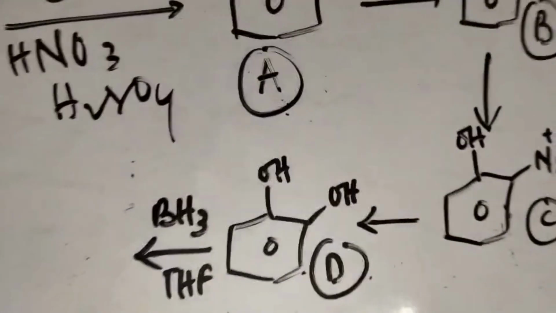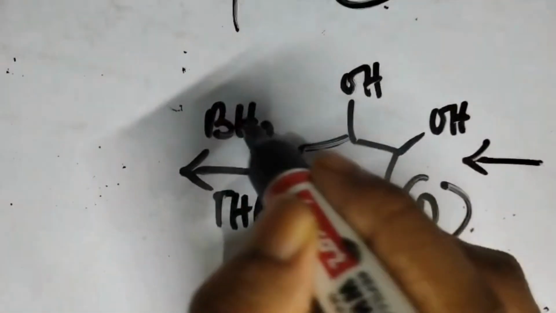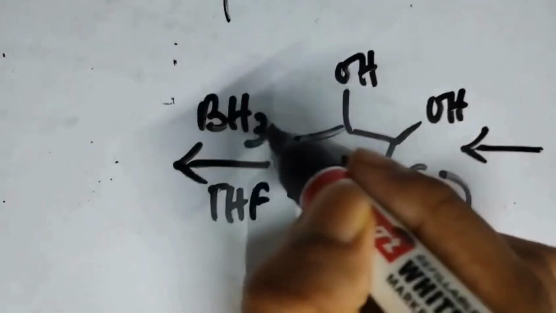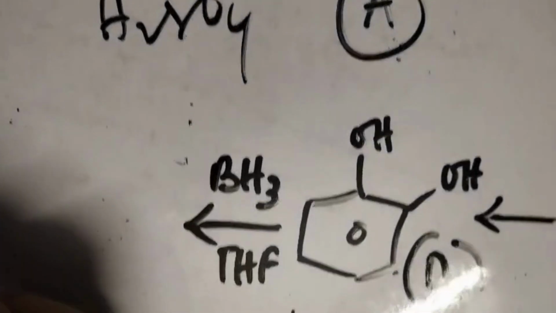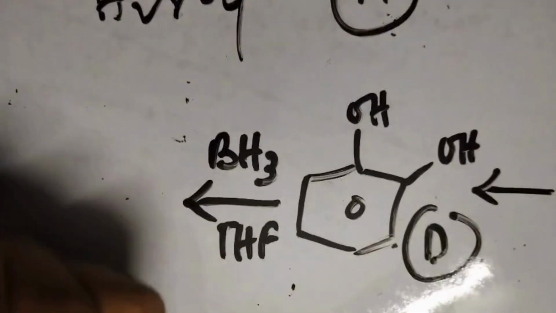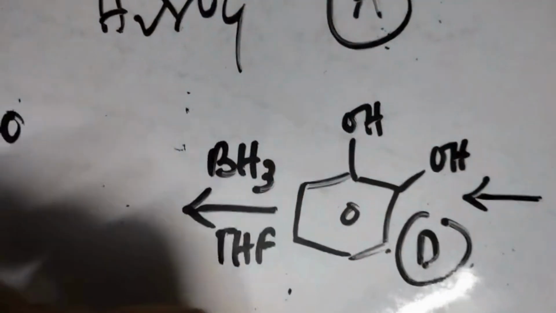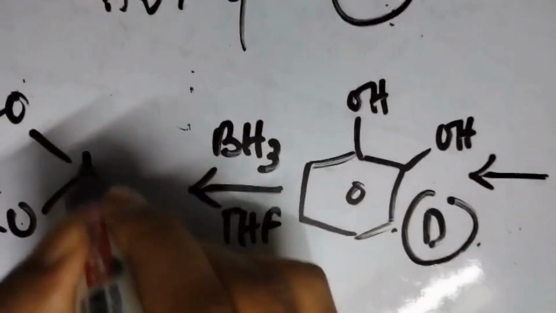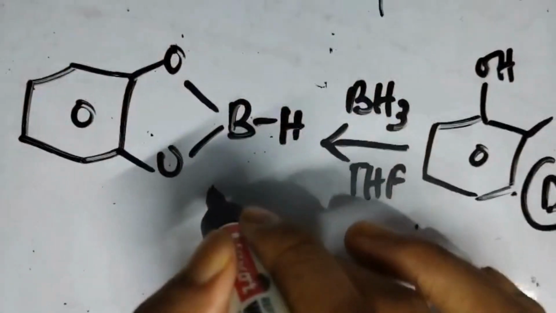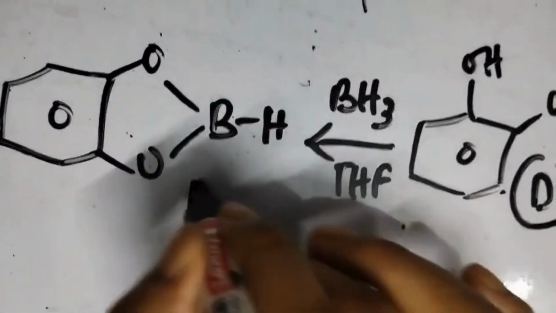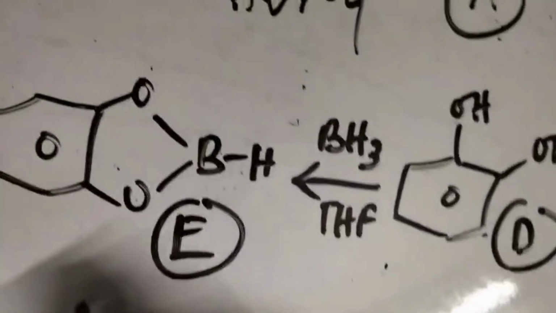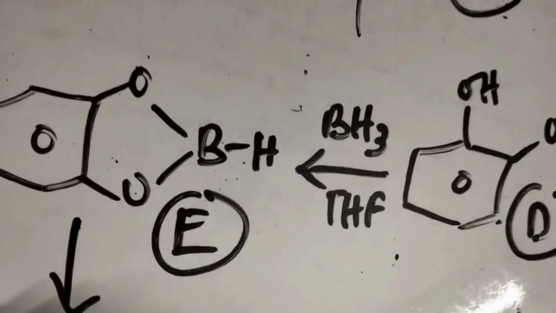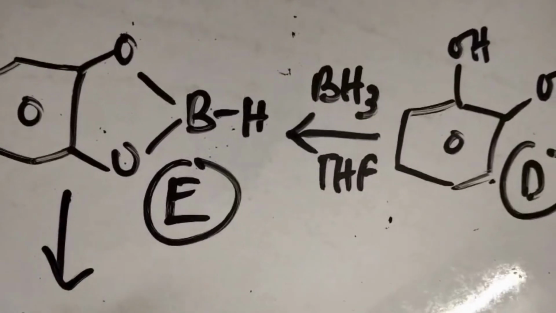So here we are reacting catechol with BH3, and as BH3 is an electron deficient species, it forms a ring with the two oxygens possessing lone pairs, and we get something like this. So this is compound E. Now this compound E is then reacted with propene.